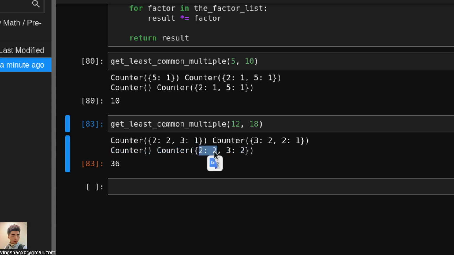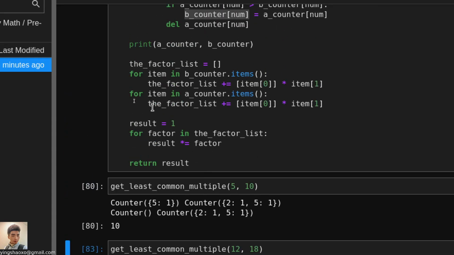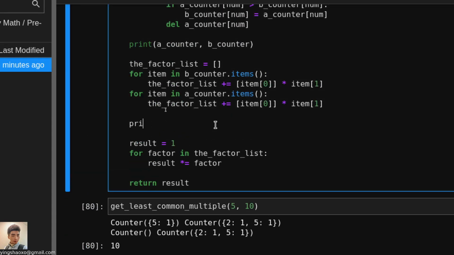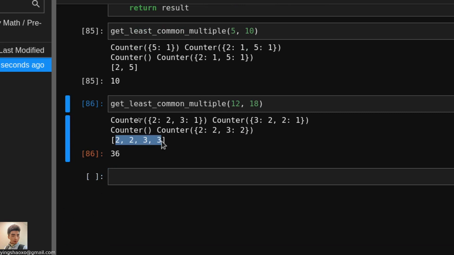So we multiply them, we get 4, and we get 6. 4 times 6. Oh, that's not right. It should be something like this. Let's say here I'm going to print out the factor list. Okay, this time you can see it clearly. If we multiply those numbers together, we get 36.